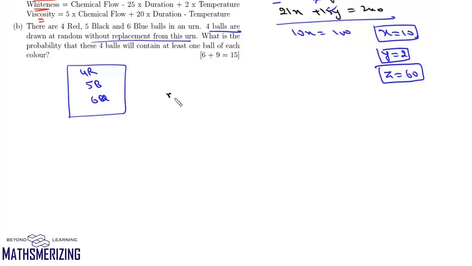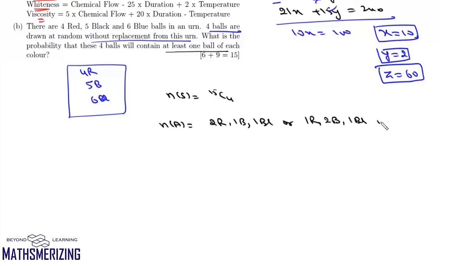Now first we'll find the total number of elements in the sample space. So altogether we have 15 balls, and from these 15 balls we can select 4 balls in 15C4 ways. Now we'll need to find the number of favorable outcomes. The outcomes will be favorable when these 4 balls contain at least 1 ball of each color. So there'll be 3 cases. Either it'll have 2 red, 1 black and 1 blue, or 1 red, 2 black and 1 blue, or 1 red, 1 black and 2 blue.